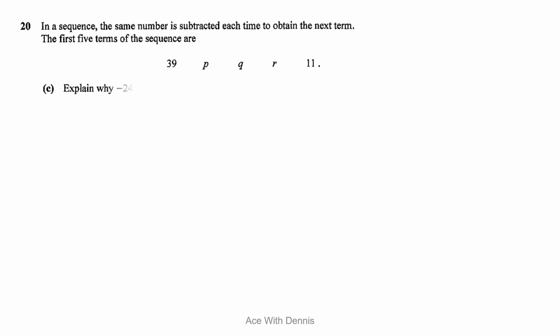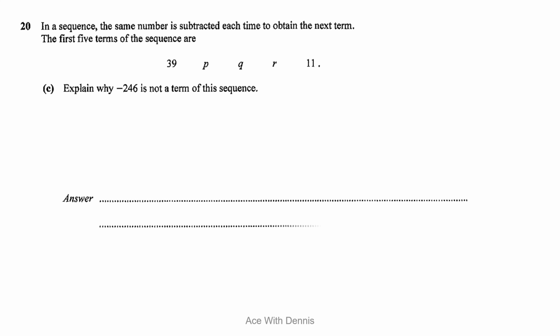C. Explain why negative 246 is not a term of this sequence. So 1 mark. To answer this question, let's assume that this number negative 246 is a term of the sequence. Hence, we substitute this into the formula. Negative 246 equals 46 minus 7n. Then we try to solve this equation.